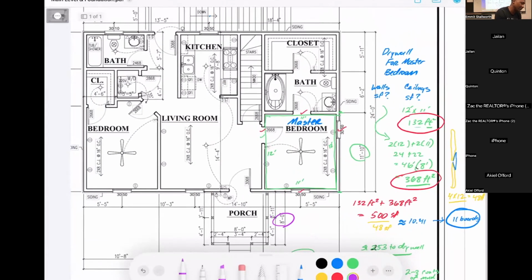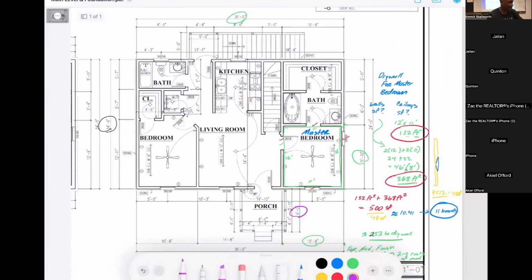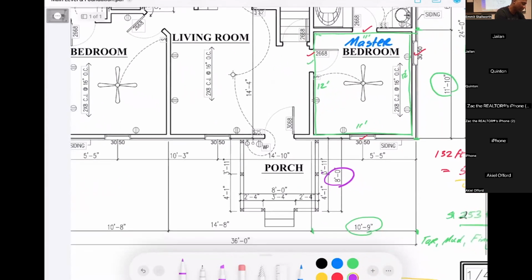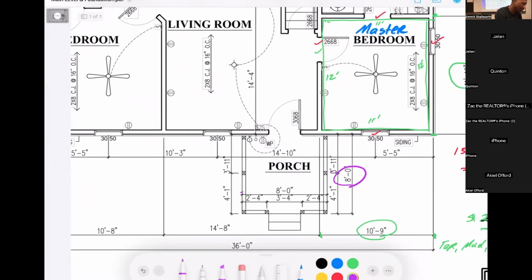inside of the house. I don't know. So we got that. And then we also got this right here, the distance from here to here is also 8 feet. So we got a lot of 8 feet going on right here. So that's a good thing, right?